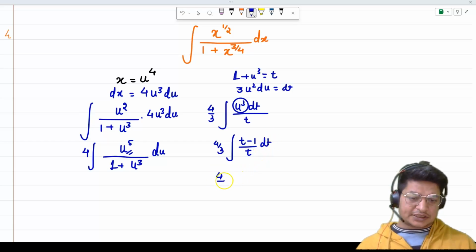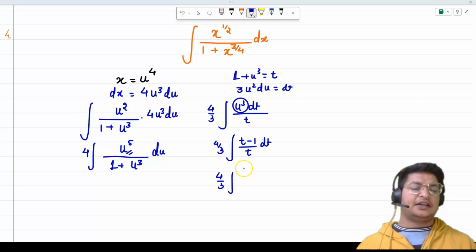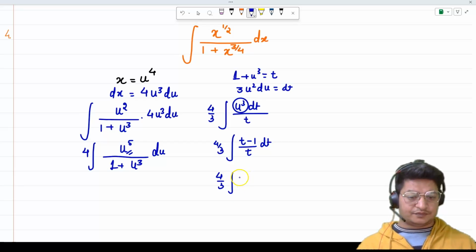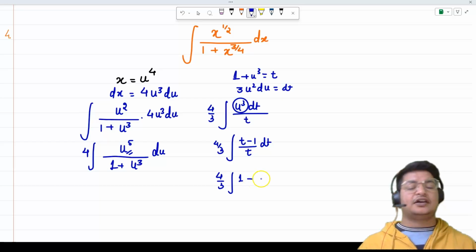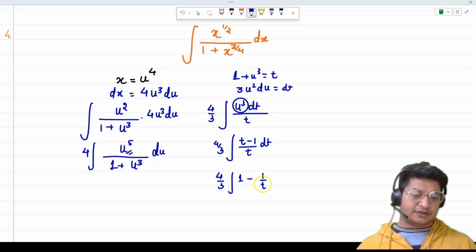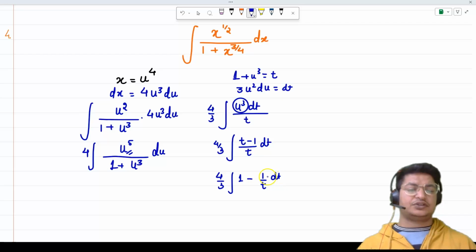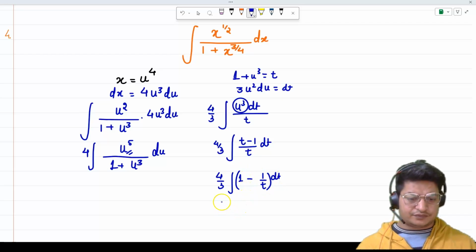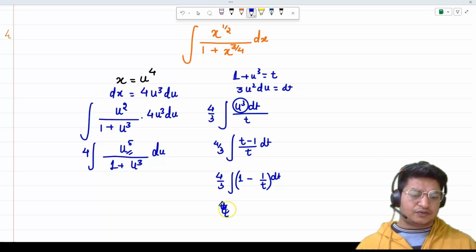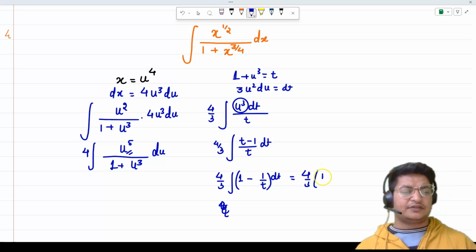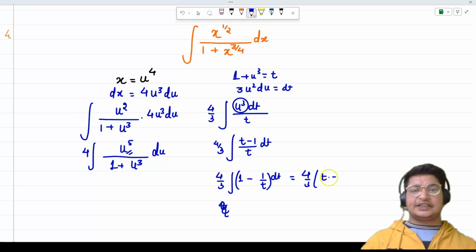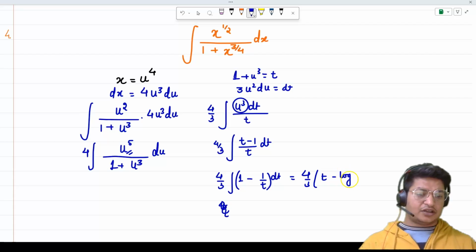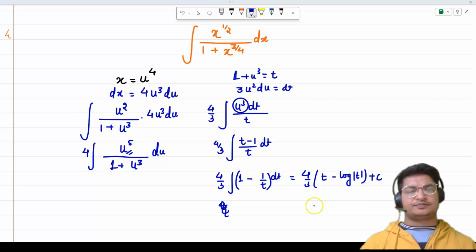So you will get the answer as 4 over 3 times t minus 1 by t. If I separate, you can write 1, and here you will write 1 by t, and you will do the dt here. So now we will do the integration of 1. You will get the answer as 4 over 3, and this one will become t. And what is the integration of 1 by t? You will get log of mod of t plus c.